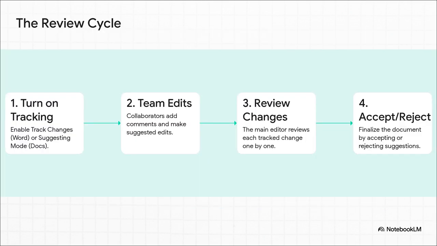This all creates this beautifully clear 4-step review cycle. Step 1, you turn on the tracking feature. Step 2, your team jumps in and adds all their comments and edits right there in the one document. Step 3, you, the owner, go through every single suggestion one by one. And finally, step 4, you either accept or reject each change to lock in the final version. It takes all that chaos and turns it into a clean, controlled workflow.